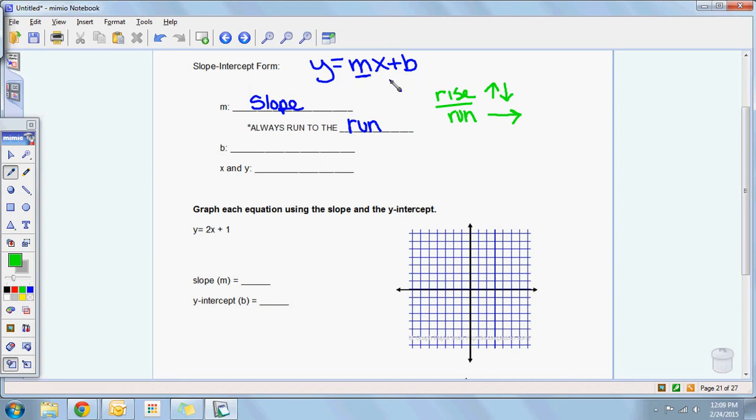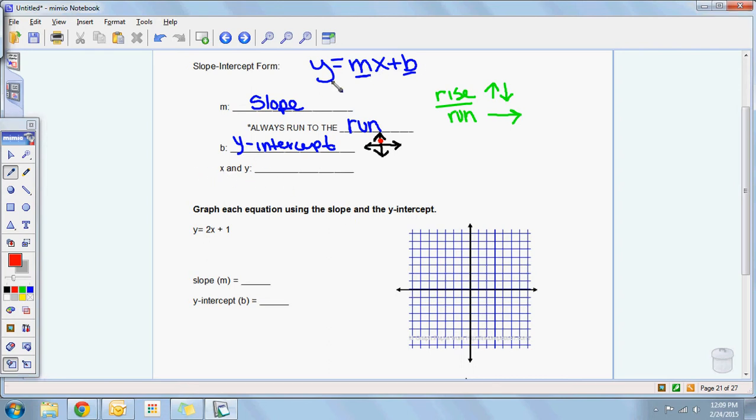Then we're given a new variable here, b. I know it seems silly, but b stands for the y-intercept. The y-intercept is where your line is going to cross the y-axis. So if you have a coordinate plane here, your x-axis and your y-axis, the y-intercept is where your graph hits the y-axis. Wherever your point is on the y-axis, that's your b, your y-intercept. So that's what our new things stand for.